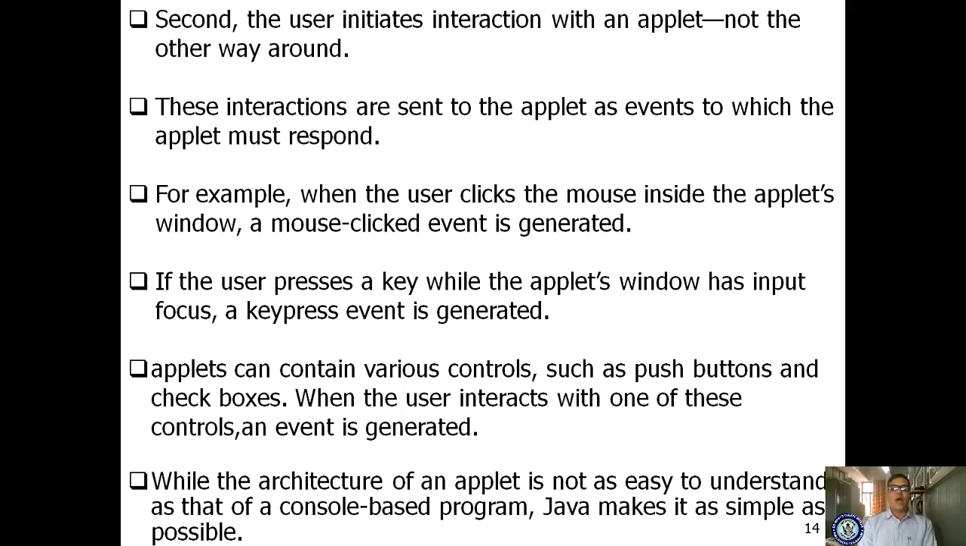An applet can contain various controls such as push buttons and checkboxes. In your applets, we can also place controls like buttons and checkboxes. When the user interacts with one of these controls, an event is generated. While the architecture of an applet is not as easy to understand as that of a console-based program, Java makes it as simple as possible.